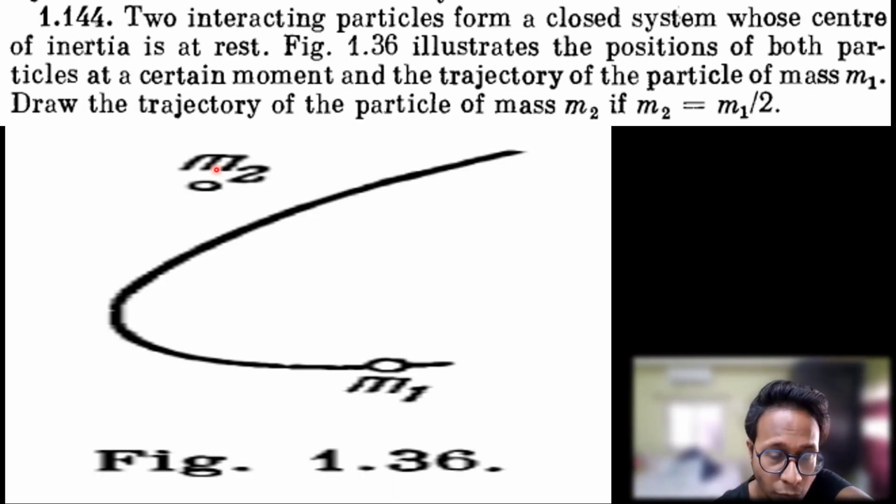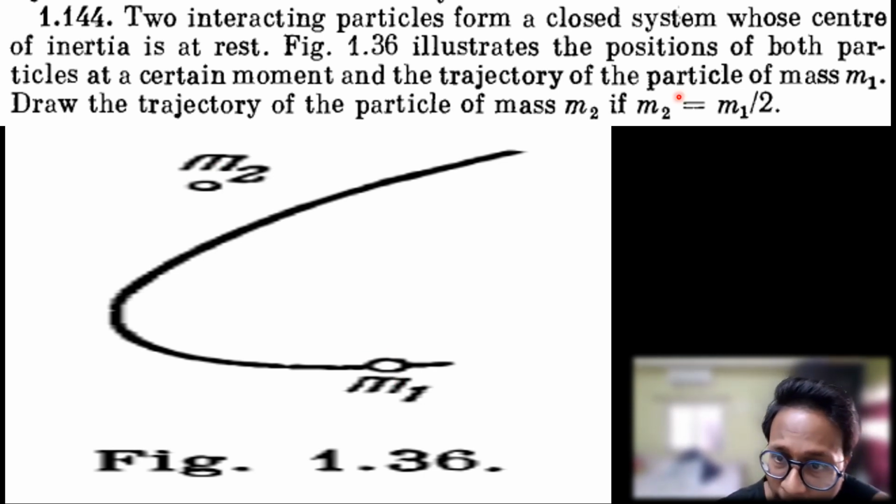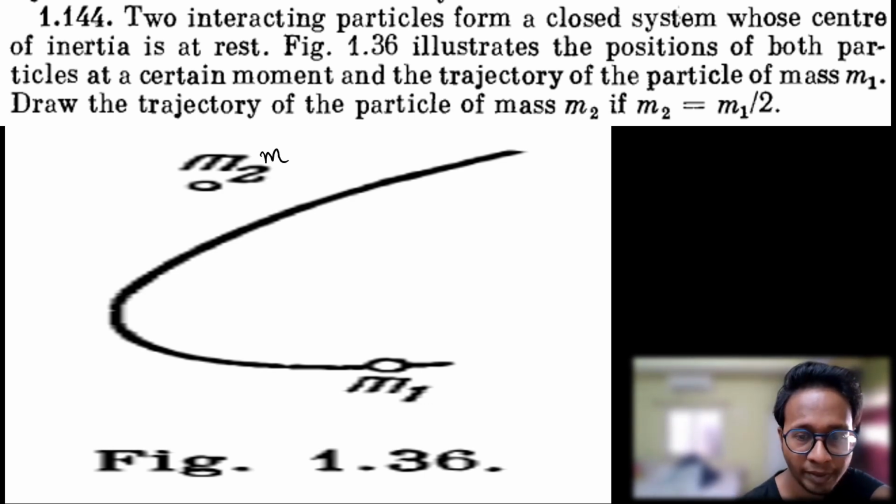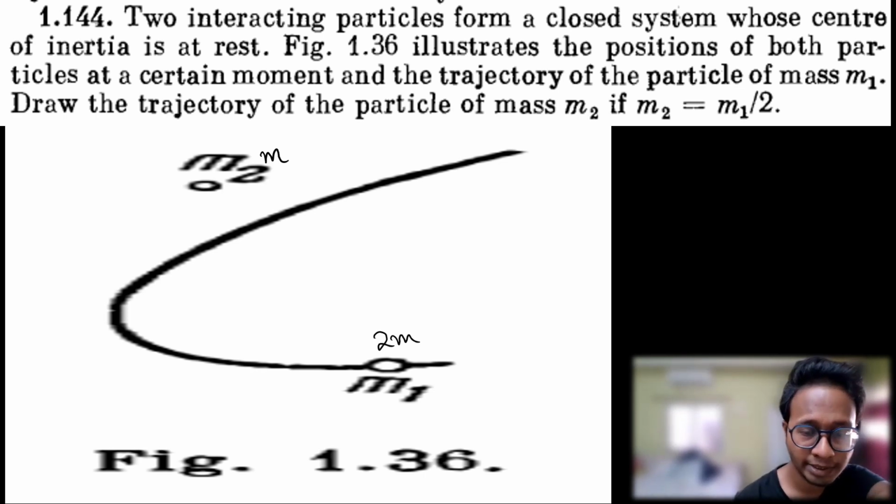Out here, there are two masses, m2 and m1. The relation between the masses is given as m2 equals m1 by 2. That means this mass is half of this mass. So if I say the mass of m2 to be m, the mass of m1 would be 2m. Now the question is saying that this m1 travels along this path.